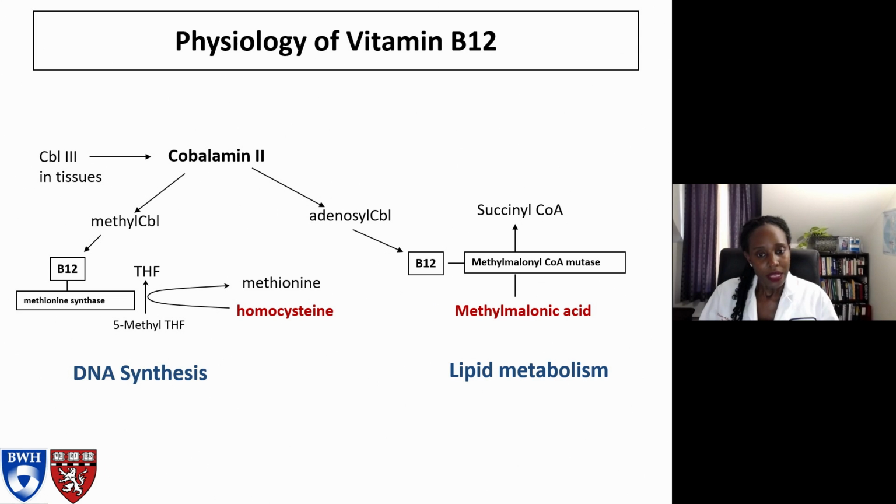Now, adenosylcobalamin is a form of B12 that's a cofactor in lipid metabolism. So it's also a cofactor in the conversion of methylmalonic acid to succinyl-CoA. So in vitamin B12 deficiency, there's hyperhomocysteinemia as well as an elevated methylmalonic acid, while in folate deficiency, homocysteine is elevated and methylmalonic acid is normal.